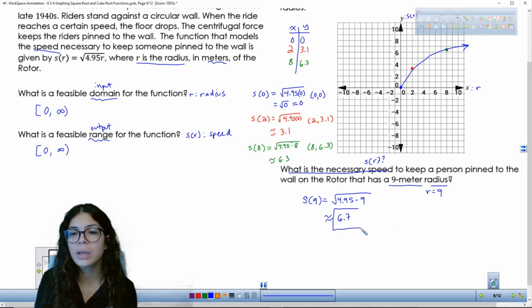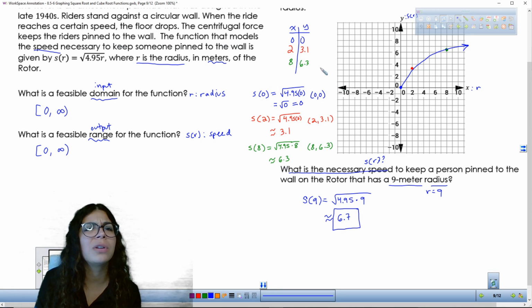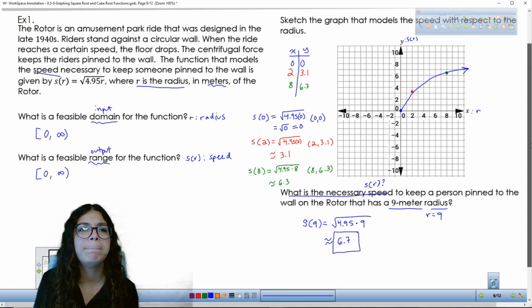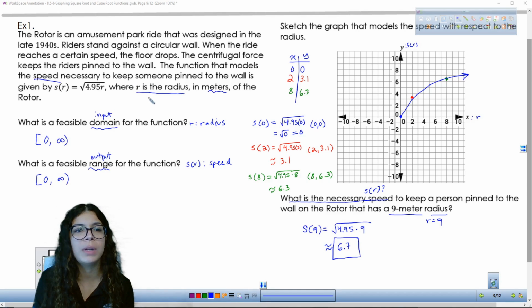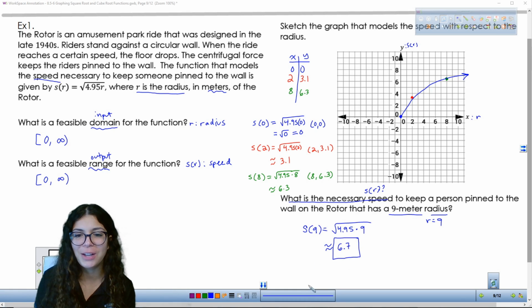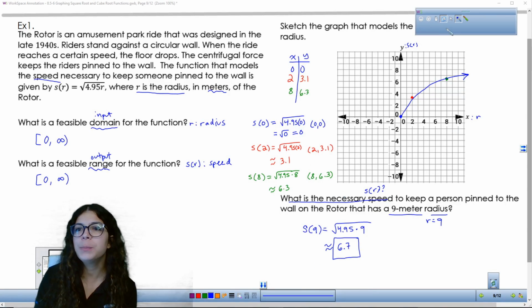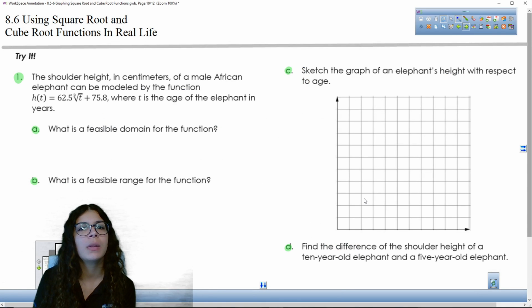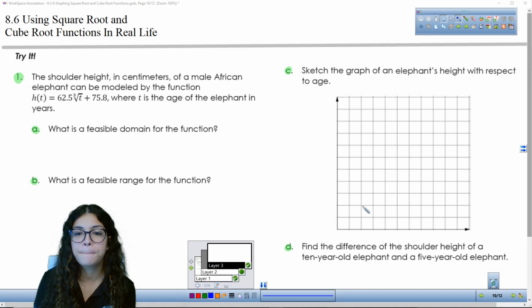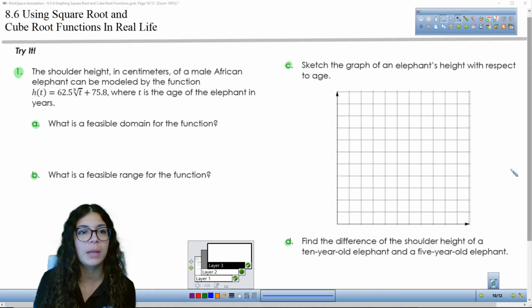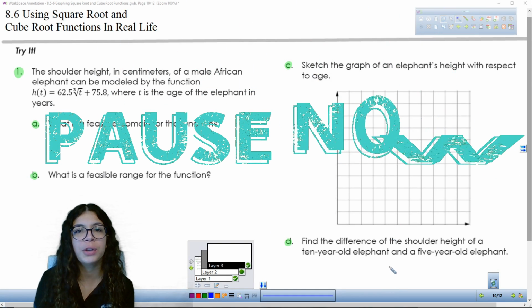And I'm looking for any measure of speed, and I don't see one in the problem. It just said speed. It doesn't really say the unit of measure, so it's good enough, 6.7. All right. Let's move on to the next example, and I will let you pause this video now and try this problem on your own.